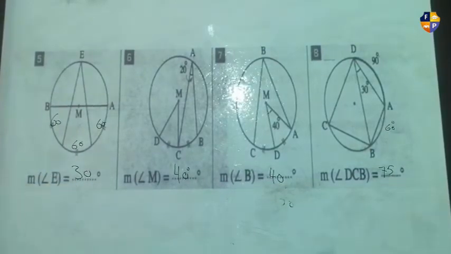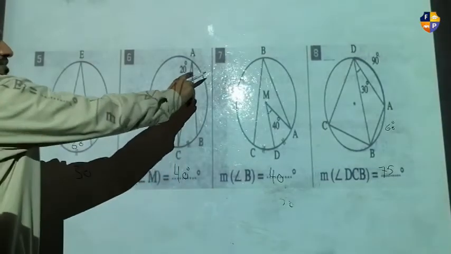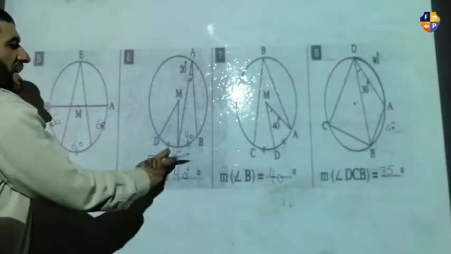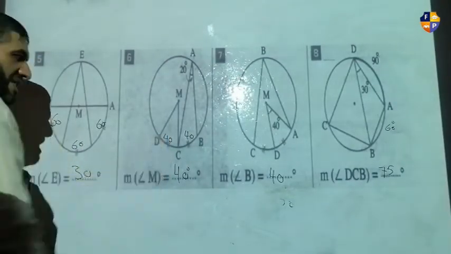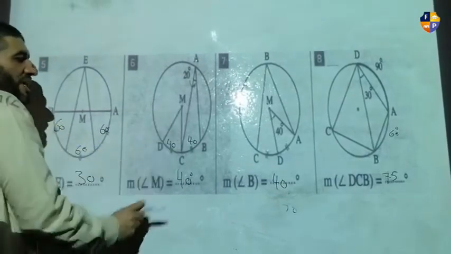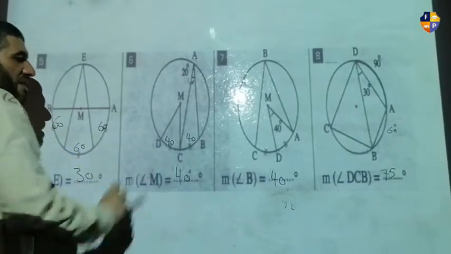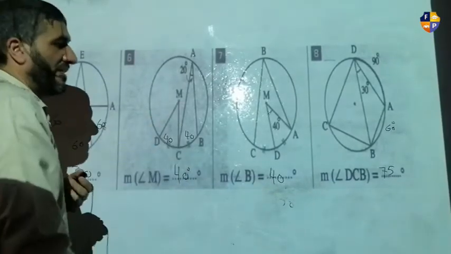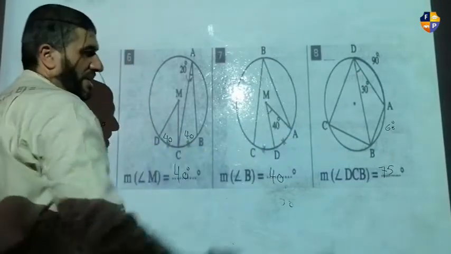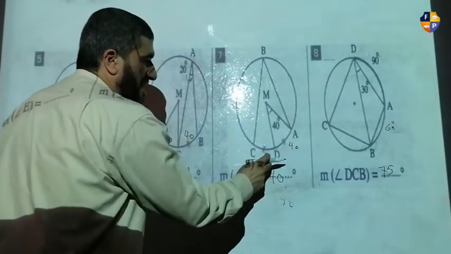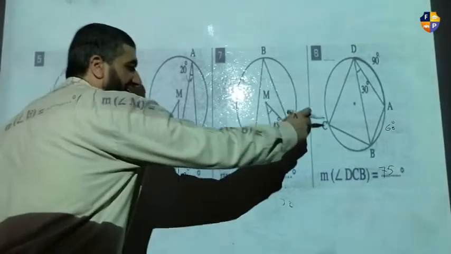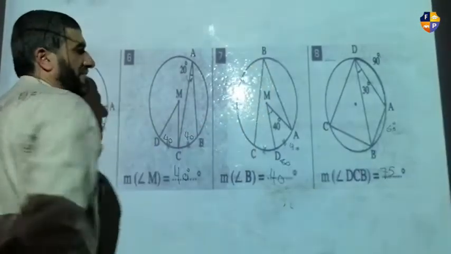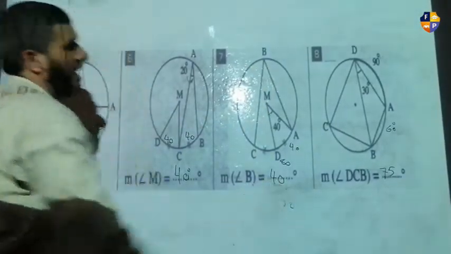Okay, number six, the measure of A equals 20, then the arc equals 40 degrees, but CB equals CD, then it equals 40 degrees. Then the measure of M equals the measure of the same arc it subtends, then the measure of M equals 40 degrees. Number seven, the measure of M equals 40, then the arc equals 40, but it is the midpoint of AC, then AC equals 80 degrees, then the measure of the inscribed angle equals half of 80, equal to 40 degrees.